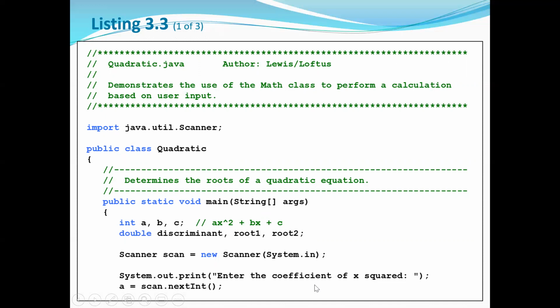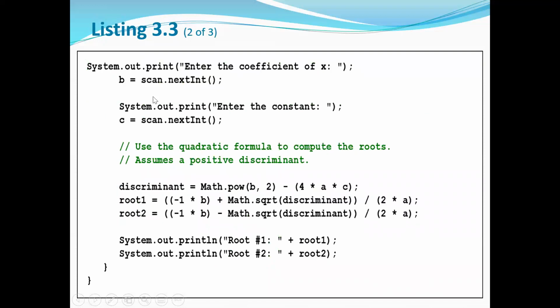So now we ask the user to enter the coefficient of x squared. So that's where we use scan.nextInt. So this is the quadratic equation, ax squared plus bx plus c. So we need to enter the values of a, b, and c. That's the coefficient of x squared and x, plus the constant value c. Then we can solve this quadratic equation using the quadratic formula. So next, we enter the b coefficient, then we enter the constant value.